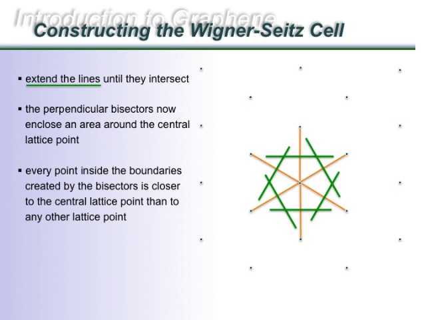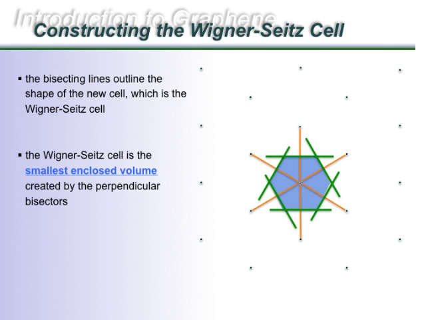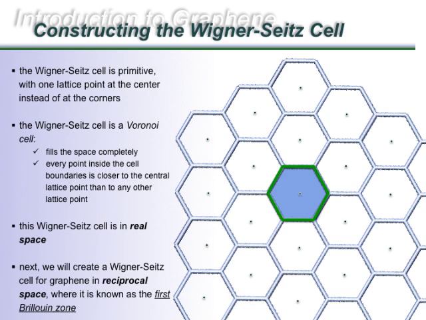The perpendicular bisectors now enclose an area around the central lattice point we chose. Every point inside the boundaries created by the bisectors is closer to the central lattice point than to any other lattice point. The bisecting lines outline the shape of the new cell, which is the Wigner-Seitz cell, the smallest enclosed volume created by the perpendicular bisectors. And now we have our convenient unit cell, the Wigner-Seitz cell. It's primitive. It has one lattice point at the center instead of at the corners. It's a Voronoi cell. In other words, it fills space completely, and every point inside the cell boundary is closer to the central lattice point than to any other lattice point.